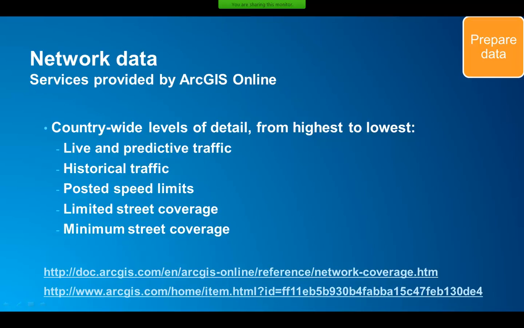For network analysis, street coverage is available for most countries worldwide, though the network services available differ somewhat between countries. For Canada and the US, most of Europe, and many other countries, the highest level of detail is available, including complete road data, historical traffic data, and live traffic updates every 5 minutes. This is the top level in the list shown. This can be helpful if your network analysis takes into account the traffic at any given time of day or week. For other countries, only limited street coverage is available or some other level of detail along the spectrum here.